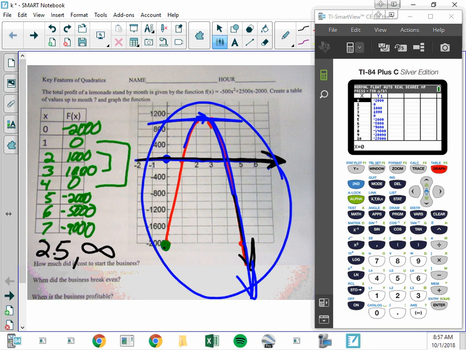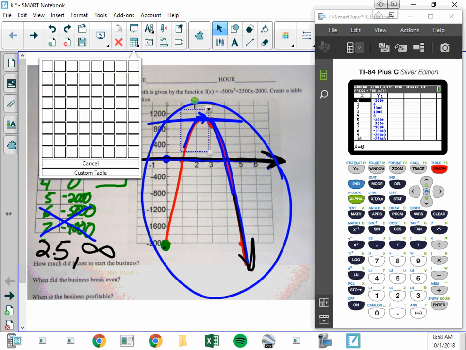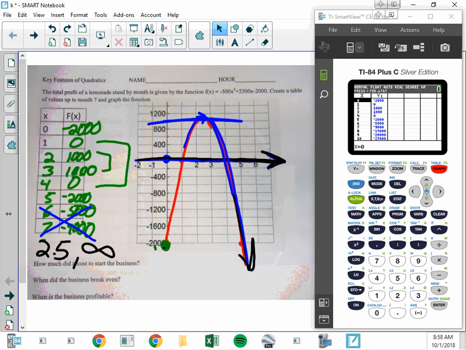Okay. If the stand was open for 5 months, so we are going to throw out these two values. If the stand is open for 5 months, what is the domain and what is the range?